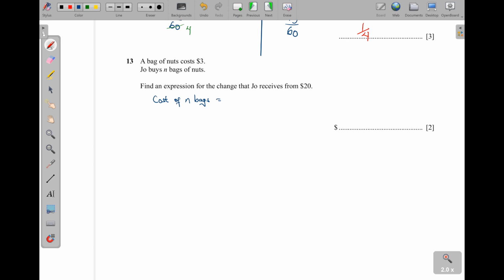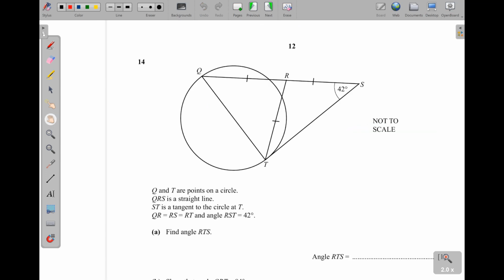Okay, it is going to be 3 times N, because each bag costs 3. So if there are N bags, then I say 3 times N. Then the change they are going to give this person, if they pay with the $20 note, is 20 minus the cost of the bags. So that is going to be the expression of the change: 20 minus 3N.